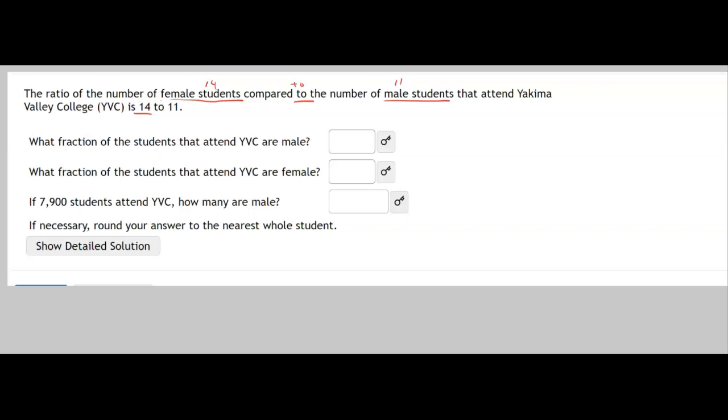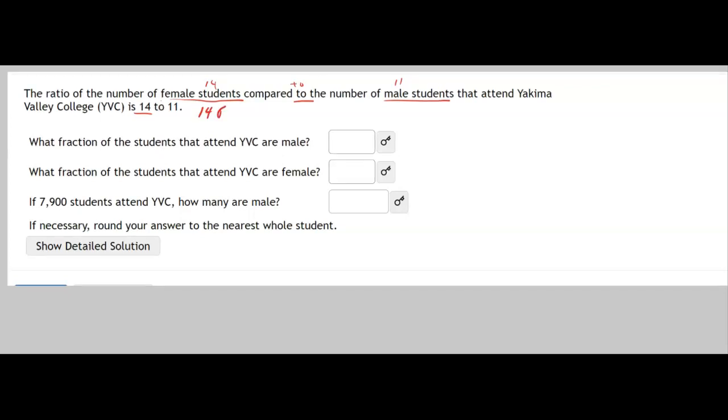Now it says, what fraction of the students that attend YVC are male? So one thing that is implied in this problem is that the total number of students would be made up of female and male students. We do know that there are people who identify as gender neutral, and so this wouldn't include those people. I think that this is a little old-fashioned, but we'll continue.